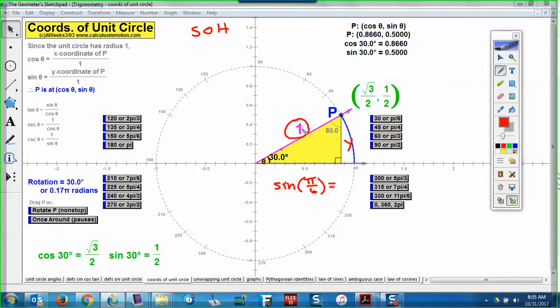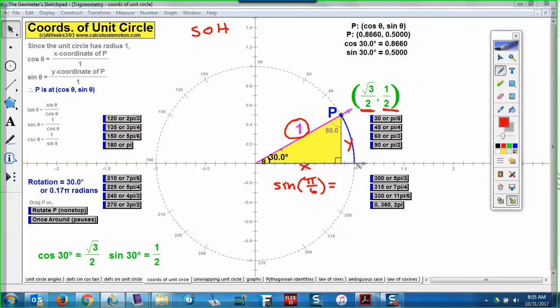And what's cosine? It's adjacent over hypotenuse, right? So that would be x over 1, and since the 1 doesn't matter, the cosine is x. The cosine is x. That's why we use the unit circle. Okay? So we can just say, all right, there's the cosine and there's the sine. Those are the coordinates on the unit circle.